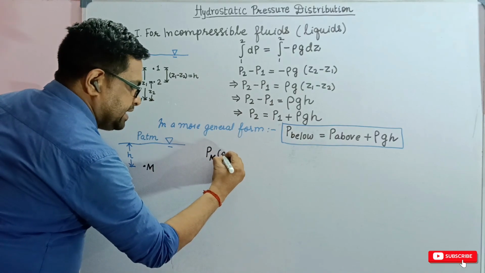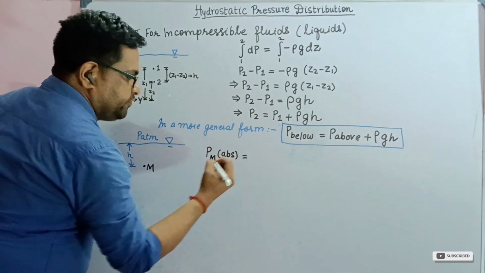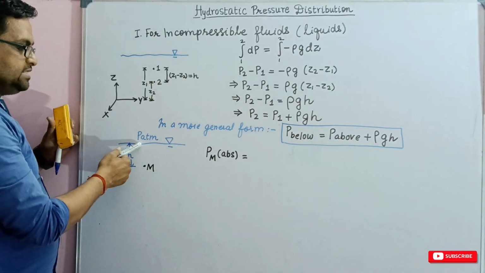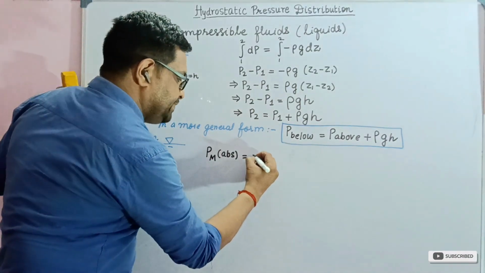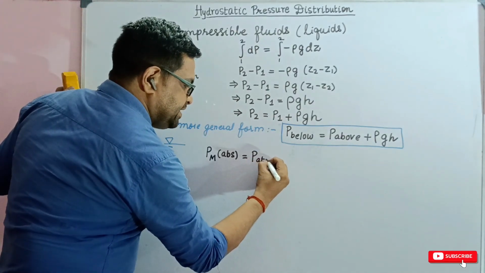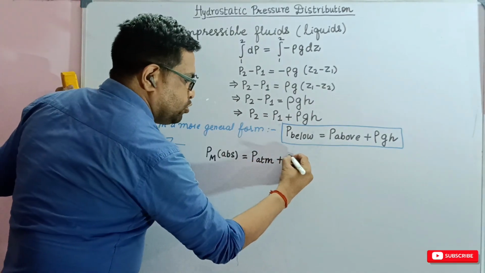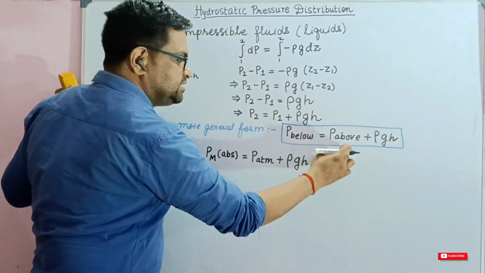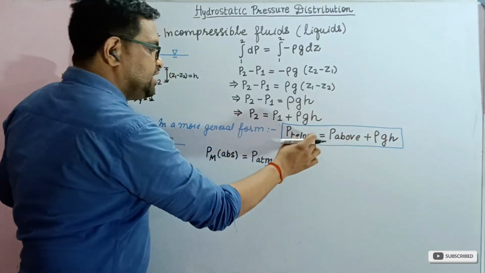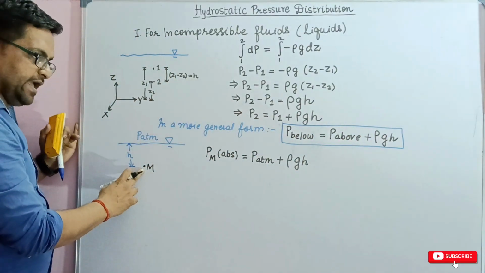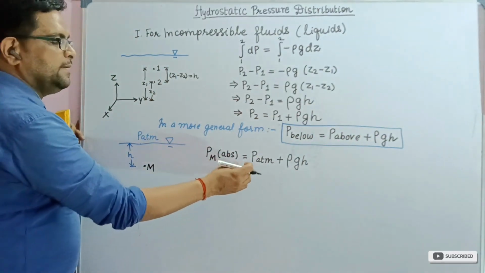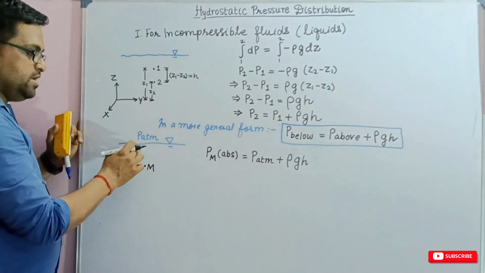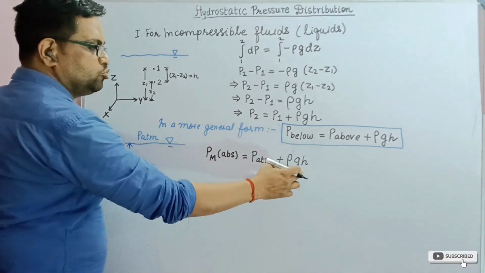So what will be the absolute pressure at point M? Pm absolute will be equal to, the point above this point M is the free surface where the pressure is P atmospheric. So we can write P atmospheric plus rho g H. This is given by using this equation, P below is P above plus rho g h. The below point is this point M. So Pm absolute is equal to P atmospheric, which is the pressure at the point above M on the free surface, plus rho g H.